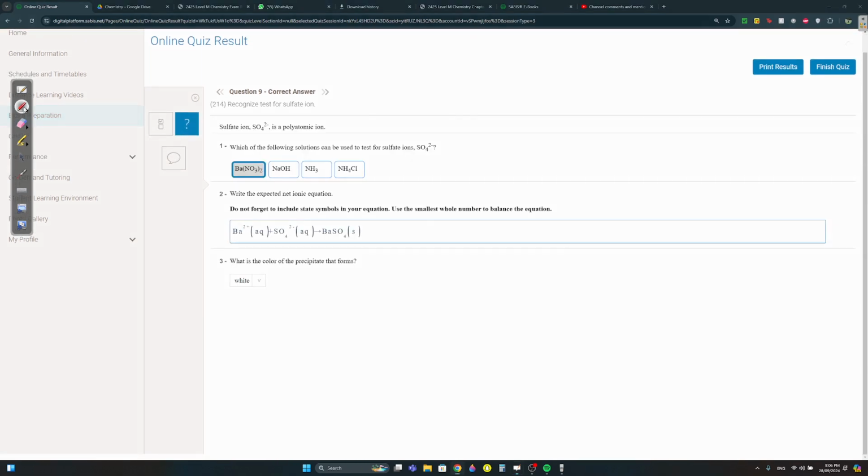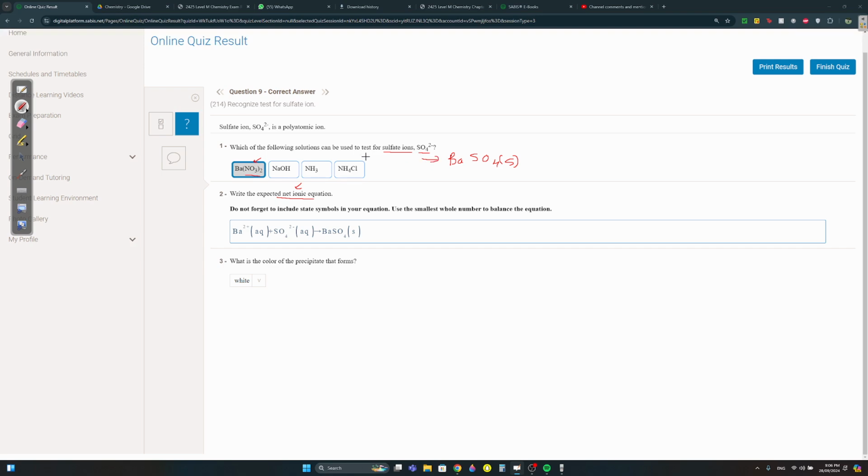Okay, 9. Which of the following can be used to test for sulfate ions? Sulfate ions, you add barium, always barium, and it has to be acidified, so barium nitrate. Write the expected net ionic equation. Net ionic, yani you just care about the ions that make it up. When you react barium nitrate with SO4, you're gonna get BaSO4. Memorize it. Okay, this is a solid.